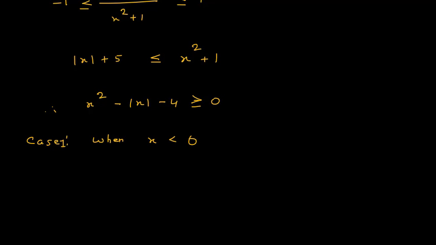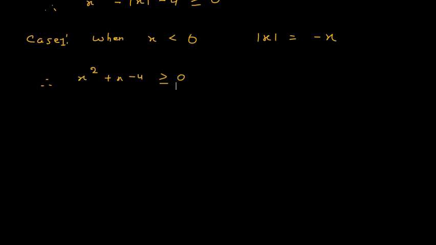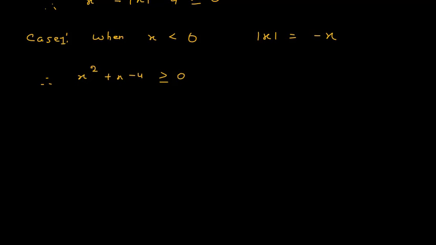So when x is less than 0, mod of x can be written as minus x. Therefore this expression will become x square plus x minus 4 is greater than or equal to 0. Now can I make it a factor of two numbers? Can I divide minus 4 in two terms? Surely not.